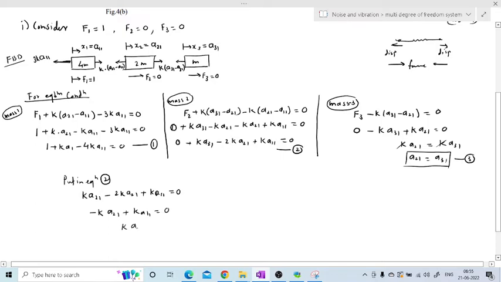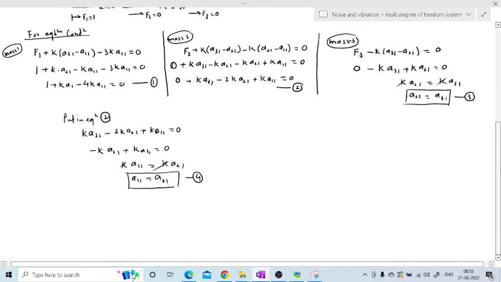Now transfer this term to the other side. So KA11 will be equal to KA21. K will be cancelled, so A11 will be equal to A21. Now just see this equation 4 and equation 3. A11 is A21 and A21 is A31, which means A11, A21 and A31 are all the same. So put this value in equation 1.